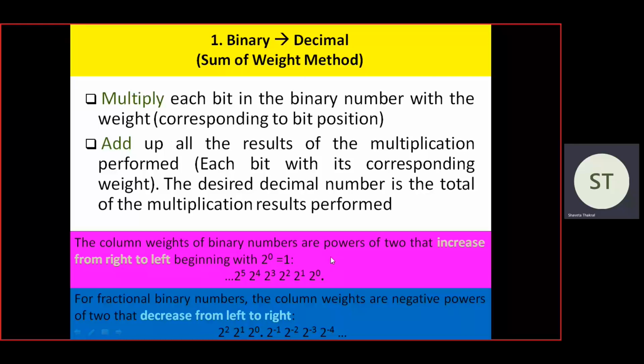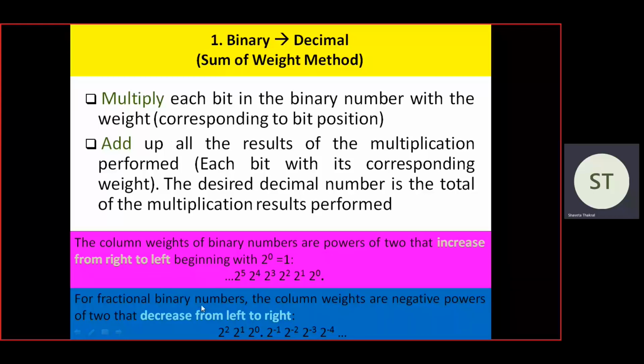We have discussed that the binary weights are assigned for the integer values. They increase from right to left. The rightmost bit has the weight 2 raised to power 0, and as we traverse from right to left, the binary weight keeps on increasing, 2 raised to power 1, 2, 3 and so on.